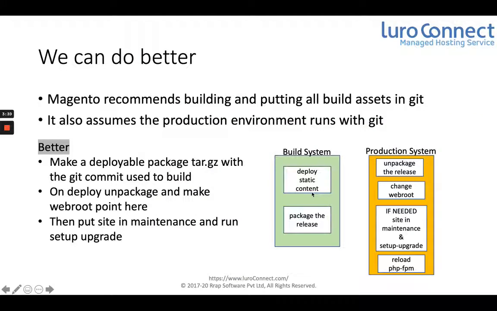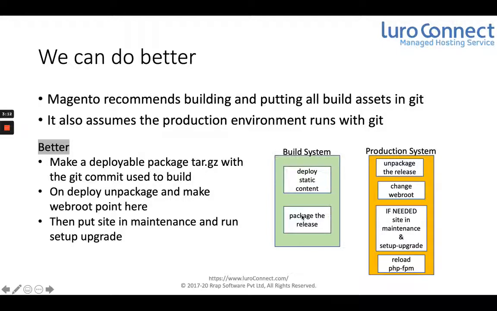We can do better. Magento recommends building and putting all build assets in Git. Not a good idea. It also assumes the production environment runs with Git. Again, not a good idea. We can improve. We can make a deployable package, a tar.gz, with the name of the commit build. So the build system will now have the compile and static content deploy.